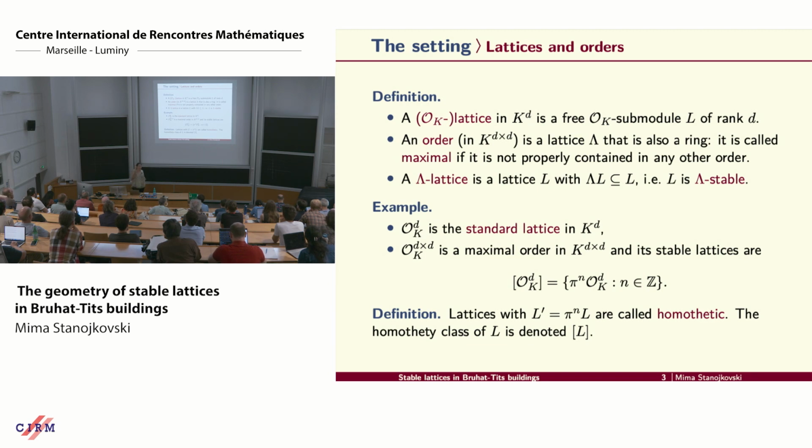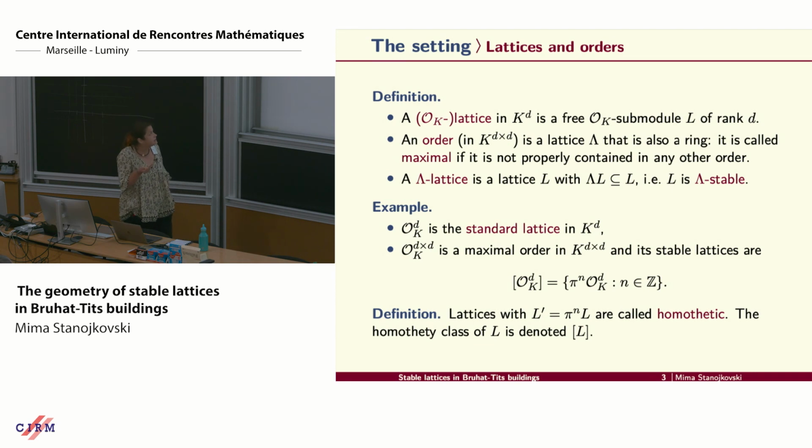And if we now want to look at its stable lattices, well, the standard lattice is a stable lattice, and all the scalar multiples by non-zero elements in the field will also be stable because scalar multiplication commutes with the elements of the order. And I'm only writing those that come from powers of the uniformizer, because these are the really different ones from the O_K^d. And it is also true that these are all the stable lattices that you can get.